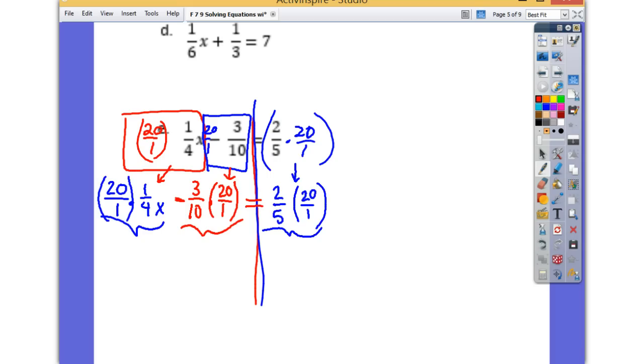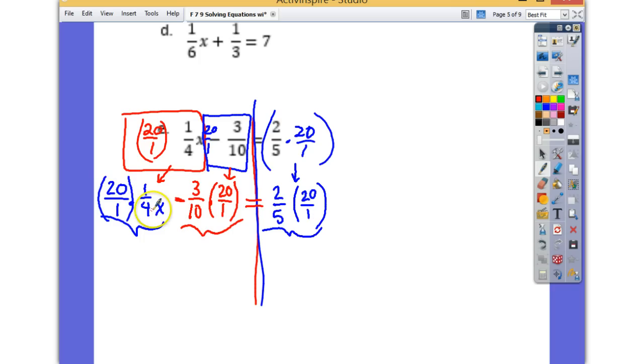So I rewrote it underneath so you could see what I was multiplying, because the common denominator, least common multiple, was 20. So if I take this term times 20, what do you get down here? Take 3/10 times 20, what do you get? And then take 2/5 times 20. What does your new equation end up being?